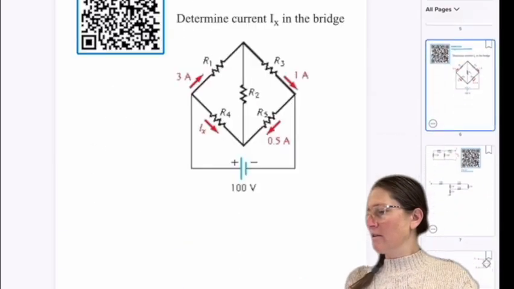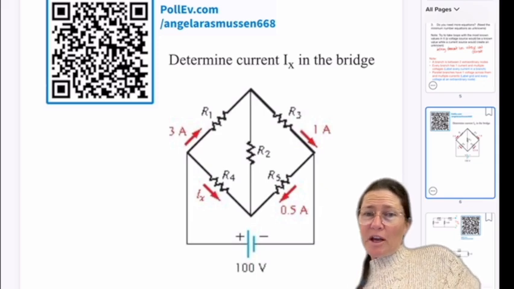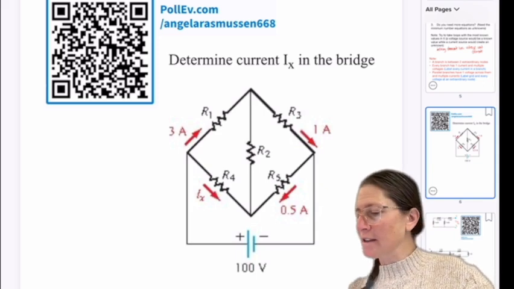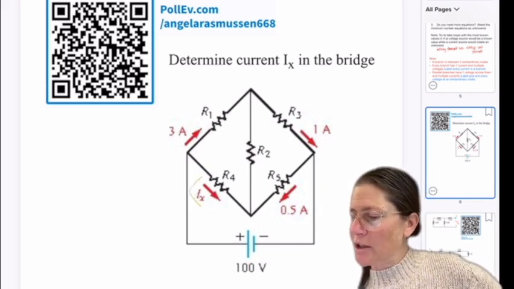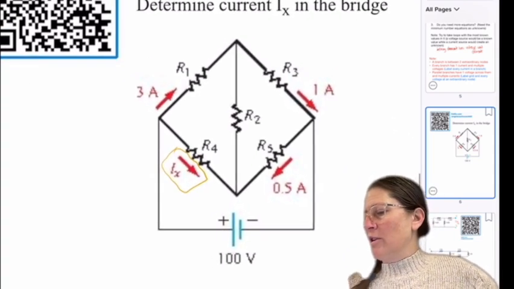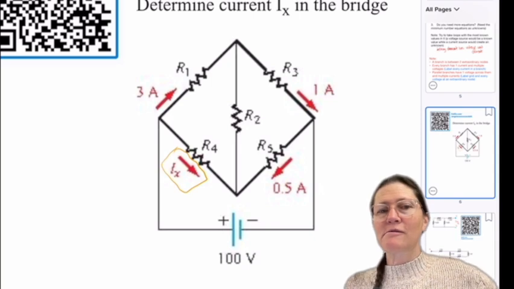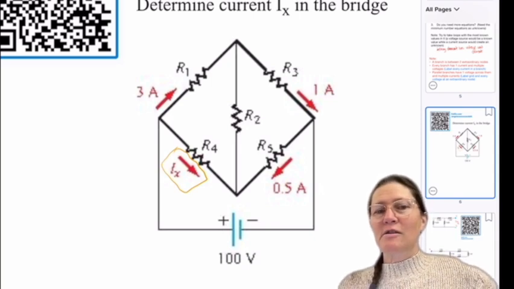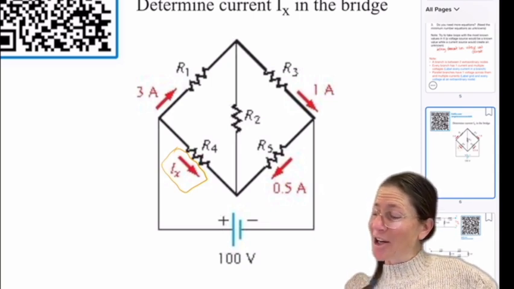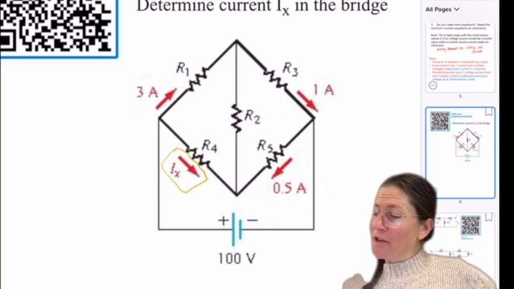Okay, now we're skipping ahead to current dividers. So determining a current IX in this bridge. That's located here. In this one, you need to identify where your branches are. Or sorry, this isn't a current divider. This is going to use KCL. Each of these are labeled.